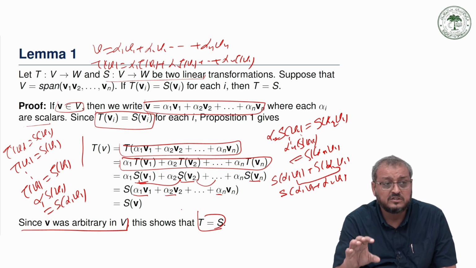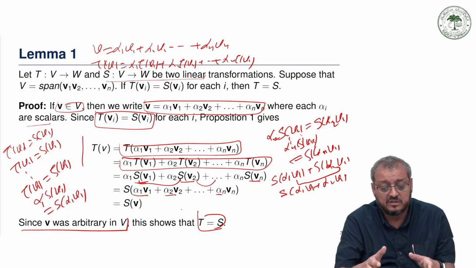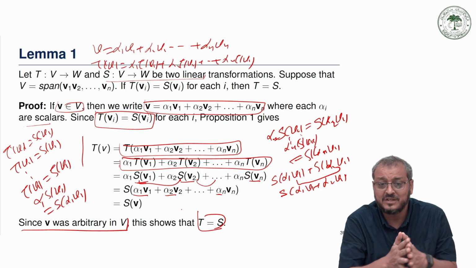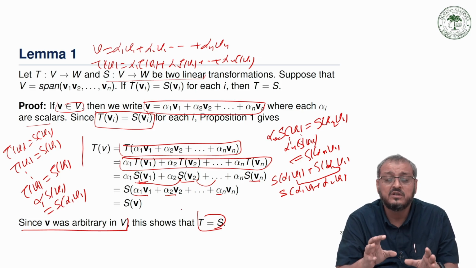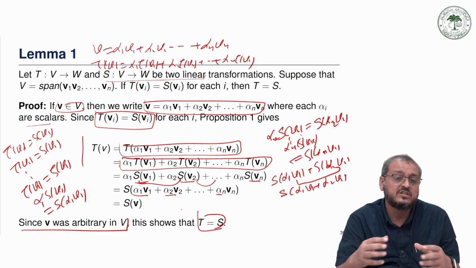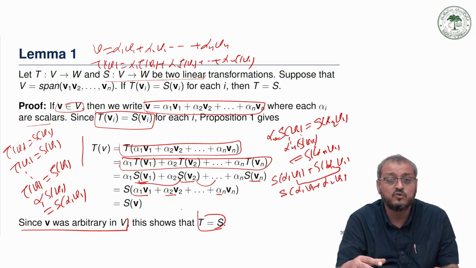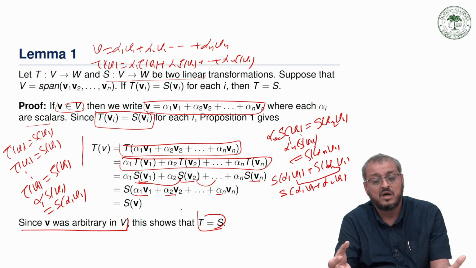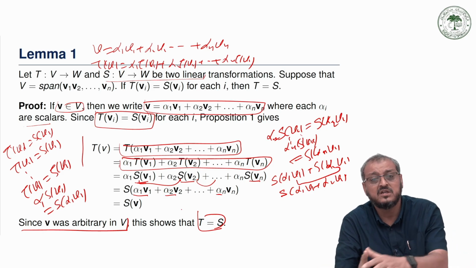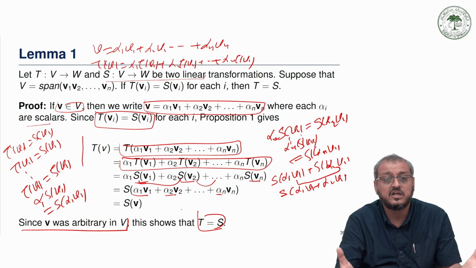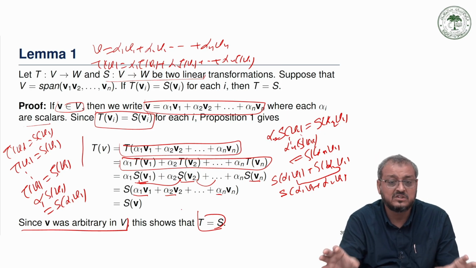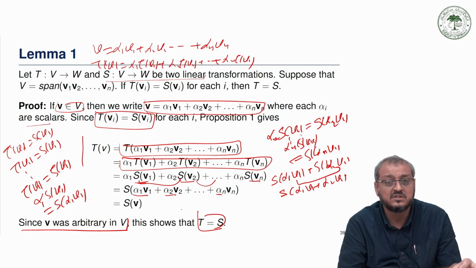So I stop this class at this point. In the next class, I will prove one theorem, and we will discuss some problems on how, given some vectors, we can use these two properties to generate the general linear transformation of a given vector space.